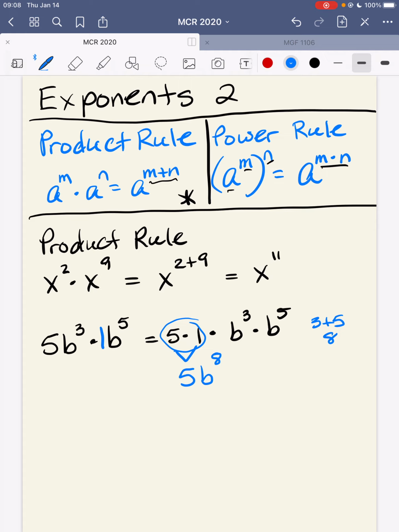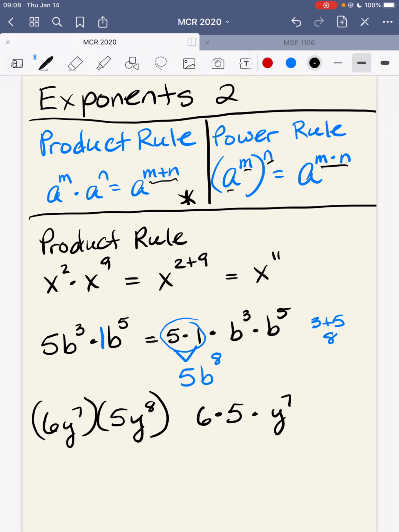All right. One more example with the product rule. So I have 6y to the 7th. I'm going to multiply that by 5y to the 8. So I need to multiply my numbers and then use my product rule for my variables. All right. So I have 6 times 5, and then I have y to the 7th times y to the 8.